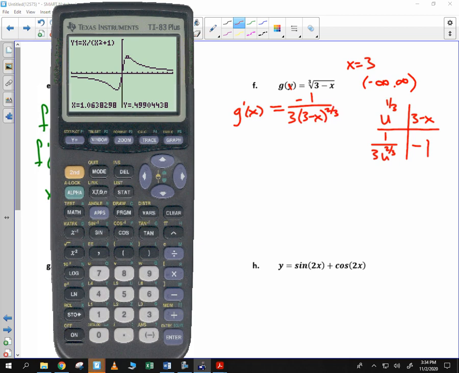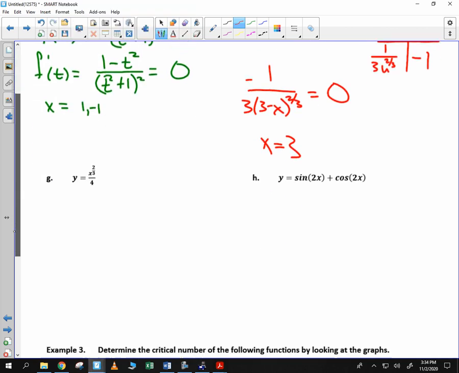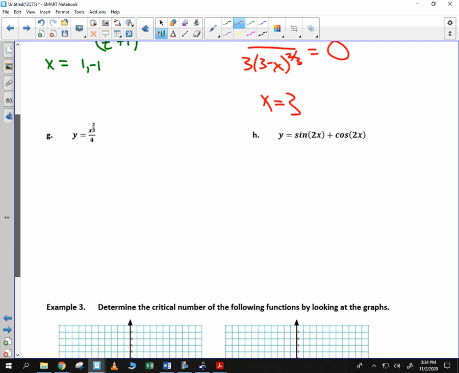So if you consider where negative 1 over 3 times (3 minus x) raised to the 2/3 power is equal to 0, the top is never equal to 0. The bottom is equal to 0 at x equals 3. That's where the derivative would not exist. And you can tell by the original graph that we produced that that is the case. Okay. All right, we're almost done here.